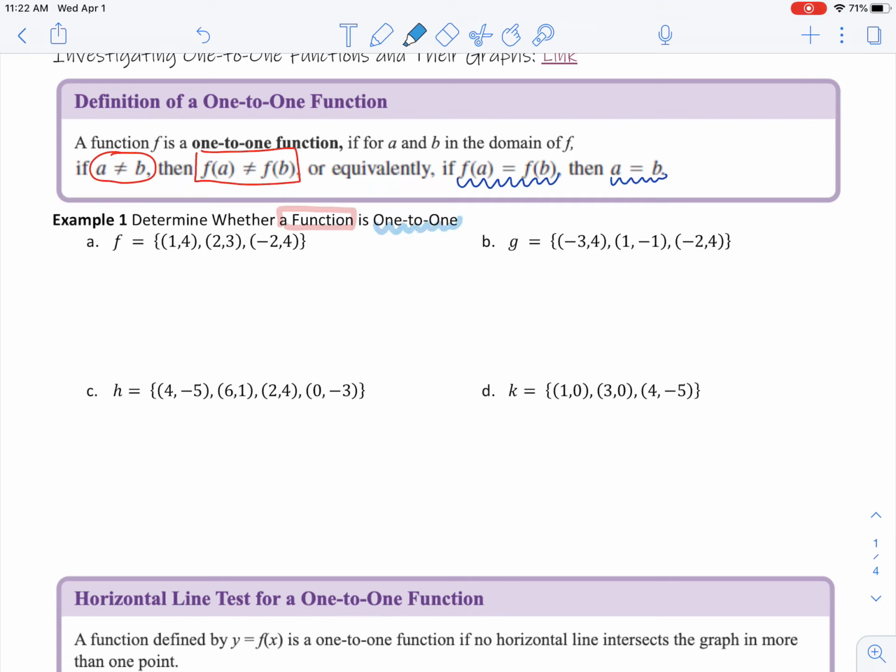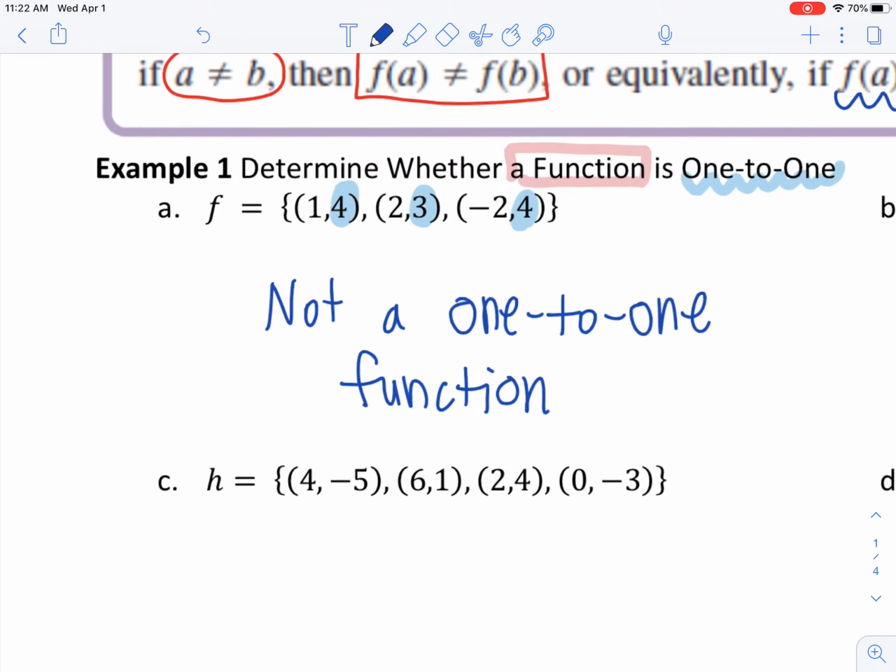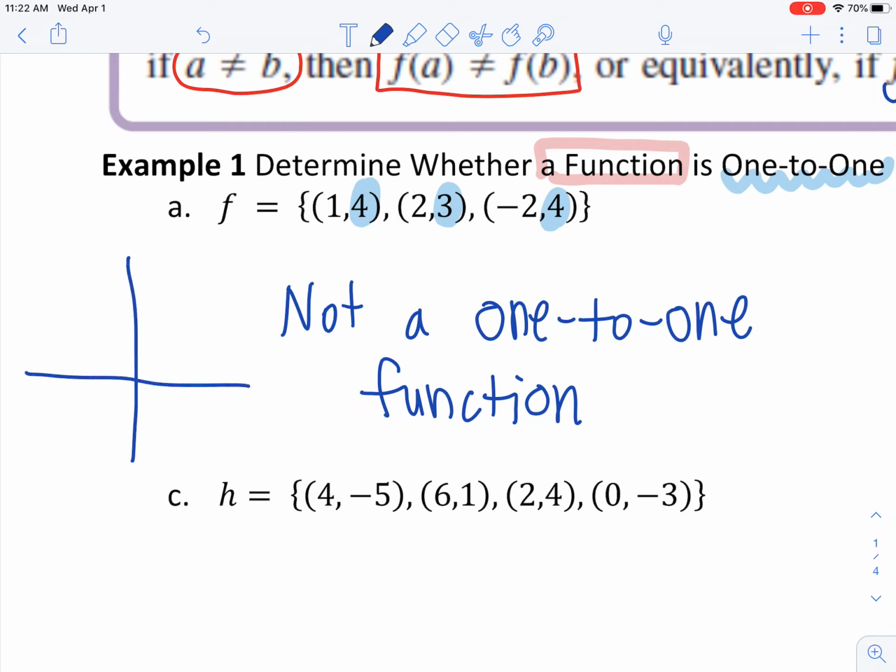But now let's go in and see if they are one-to-one. If you want to see if they're one-to-one, what you need to do is check out all their y values and see if they're all different. Now, y values are 4, 3, and 4. Notice 4 repeated, right? So, because 4 repeated in the range, this is not a one-to-one function.